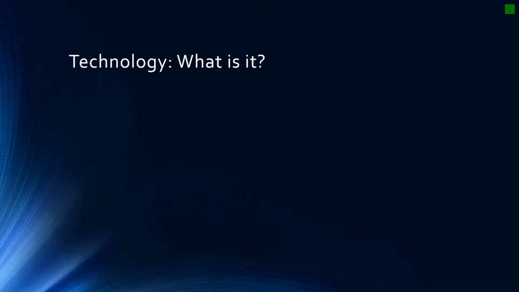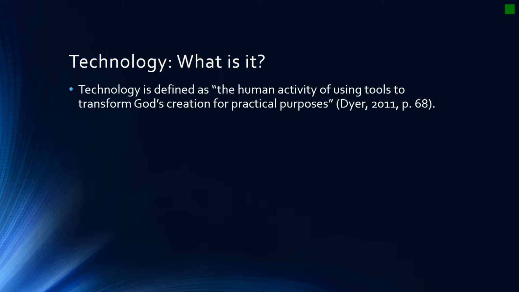First, it is important to understand what technology is. In this book about the redeeming and corrupting powers of technology, John Dyer defines technology as the human activity of using tools to transform God's creation for practical purposes.